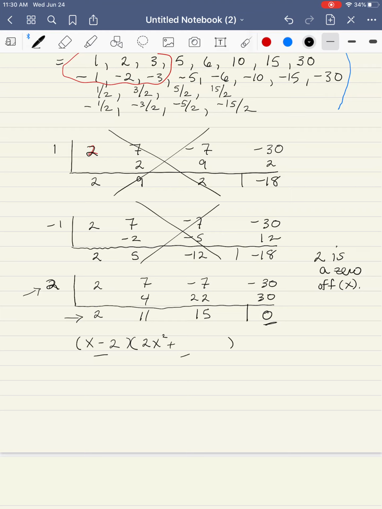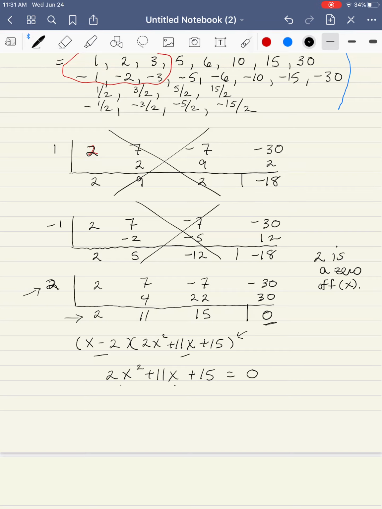So if positive 2 is a 0, that means x minus 2 is a factor. And the other factor, the other quadratic factor here is 2x squared plus 11x plus 15. And we learned how to do this in our first video on synthetic division. So review that if you need to. So now we need to solve this quadratic. We need to solve 2x squared plus 11x plus 15 equals 0 for x to find our other 2 zeros.